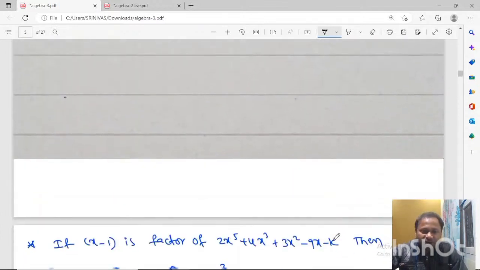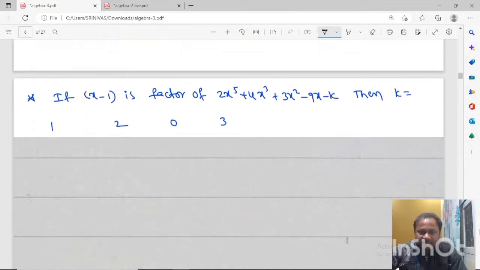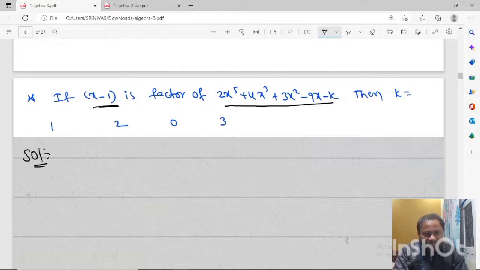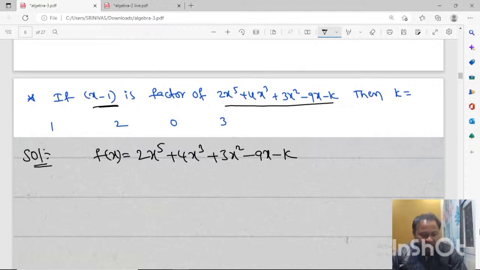Now I will move on to one problem. See this. If x minus 1 is a factor of this polynomial, what is that polynomial? f of x is equal to 2x power 5 plus 4x cube plus 3x square minus 9x minus k. For this, x minus 1 is a factor. x minus 1 is a factor means f of 1 is equal to 0.